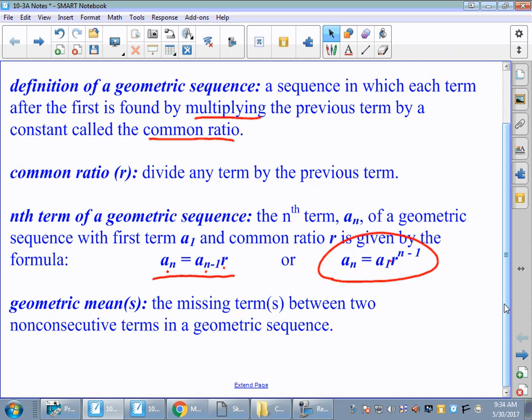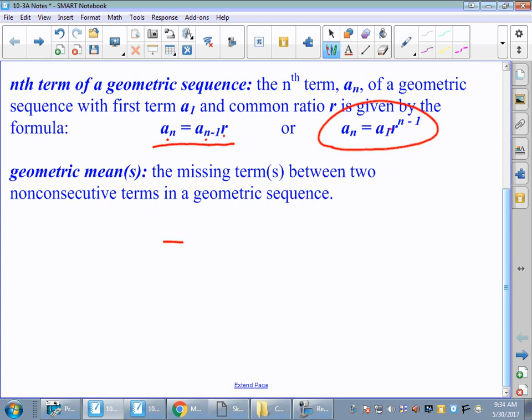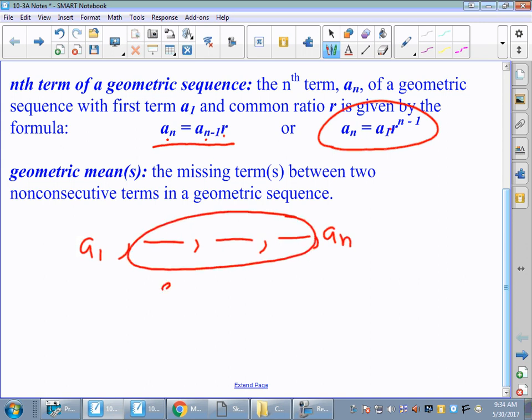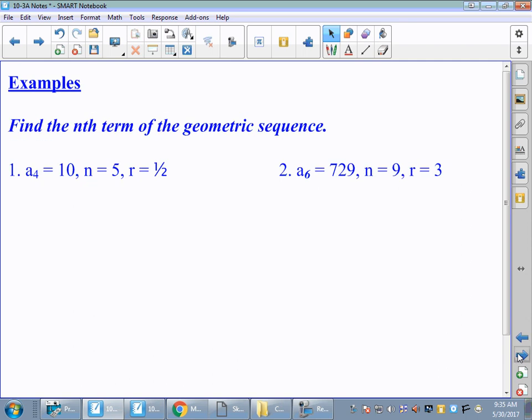Geometric means are the missing terms in between non-consecutive terms. So if I have these three terms in between a sub 1 and a sub n, this would be considered three geometric means. I cannot stress the importance of vocab here. You need to know what a sub n represents, what a sub 1 represents, what r represents, and what n represents. So we're going to go through these. The challenge is just understanding how do you use that formula.